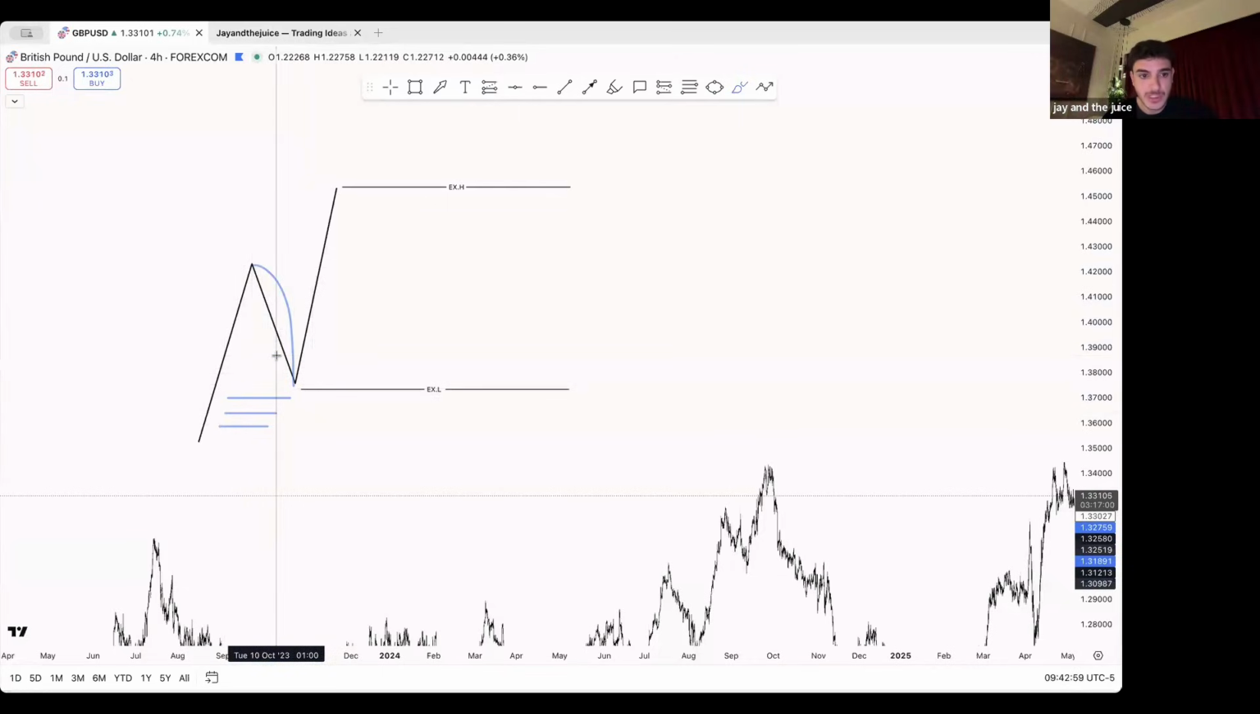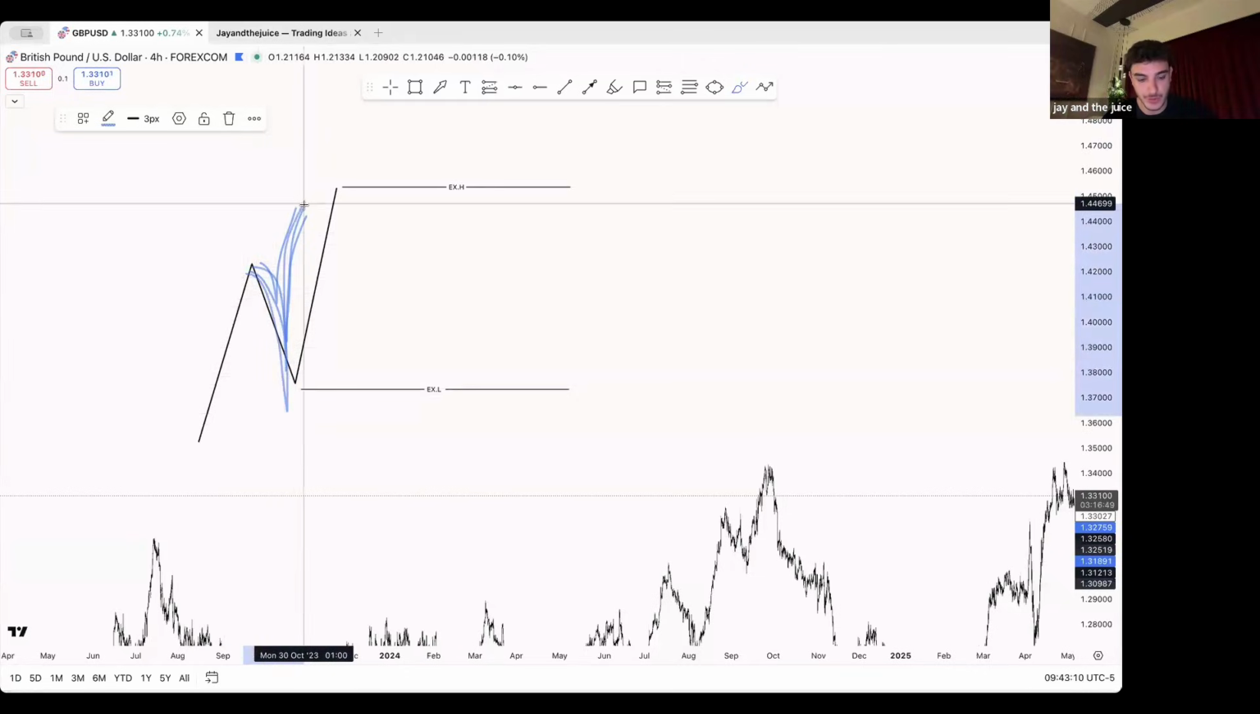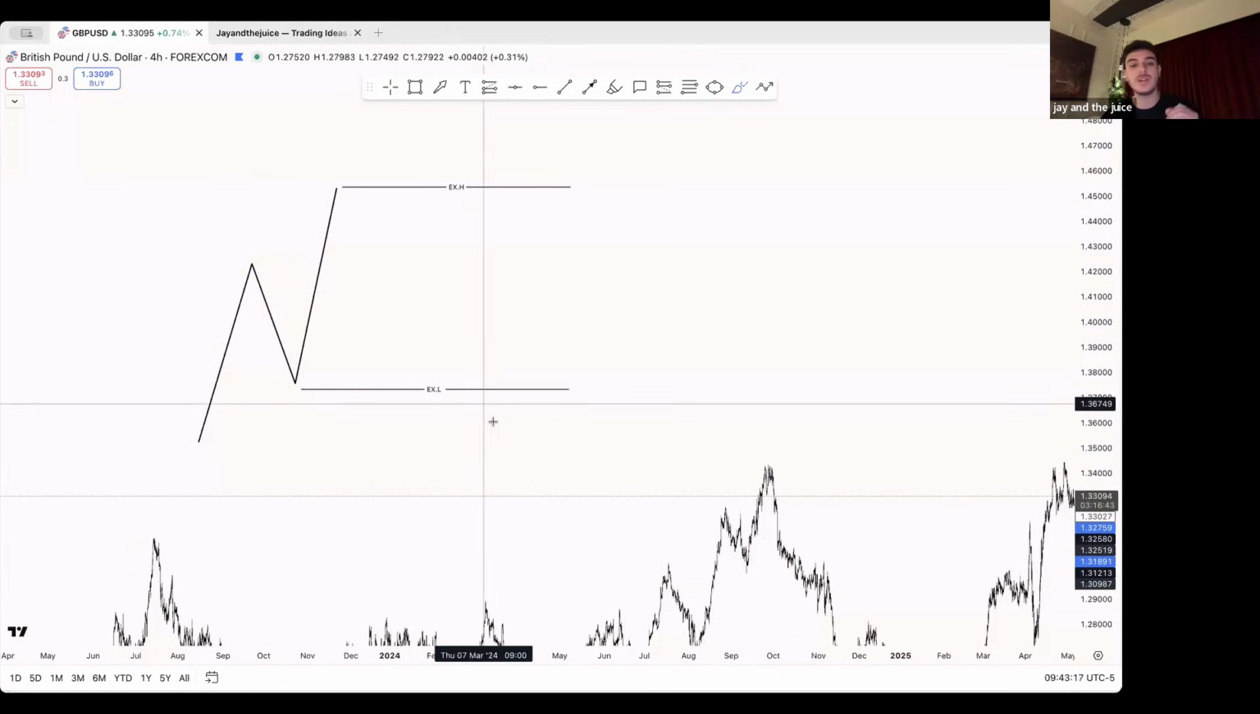Now, price might need to retrace to here, then create a new range. It might need to retrace to here, then create a new range. It might need to do this, then create a new range. It might need to do this and then create a new range. We will never know for certain how much of a retracement price is going to have, which is why we need to make sure we focus on our key or extreme zones.